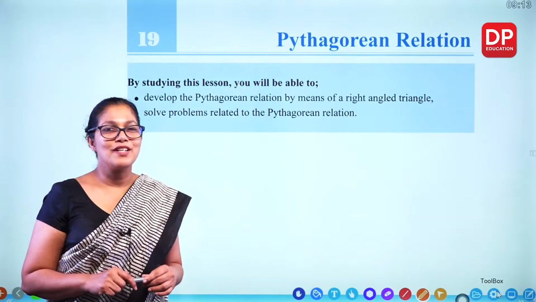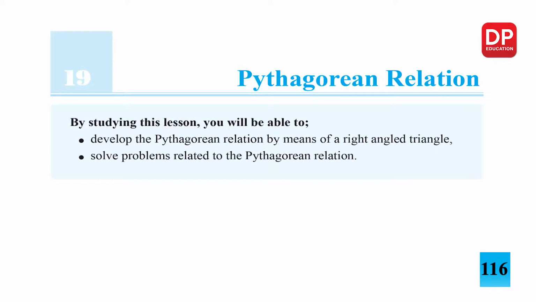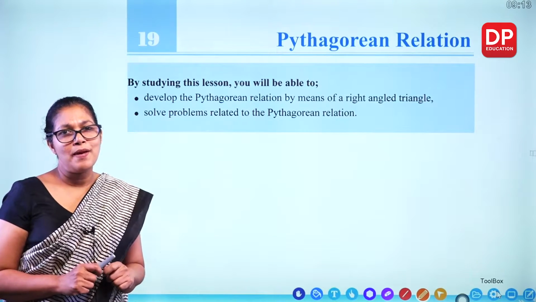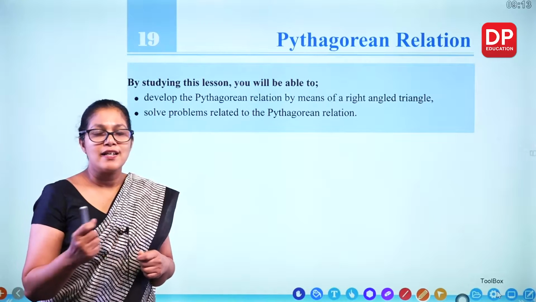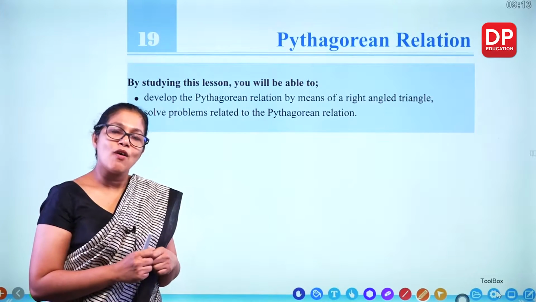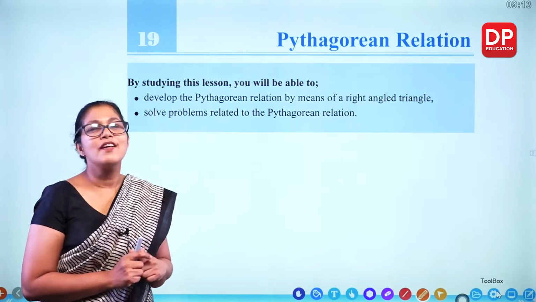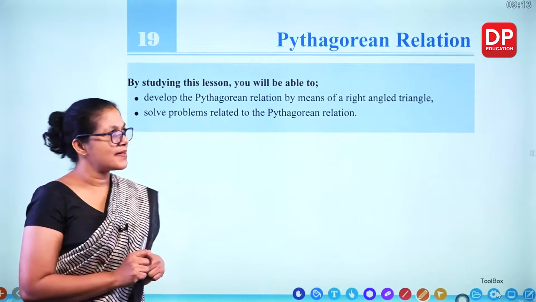Hello grade 9 students. Today I am here to teach you chapter 19 in your textbook, that's Pythagorean Relation. This is an important relationship we use every day without knowing. Constructing buildings, carpentry, in all situations we are using this relationship without knowing. We'll see what the basics are.